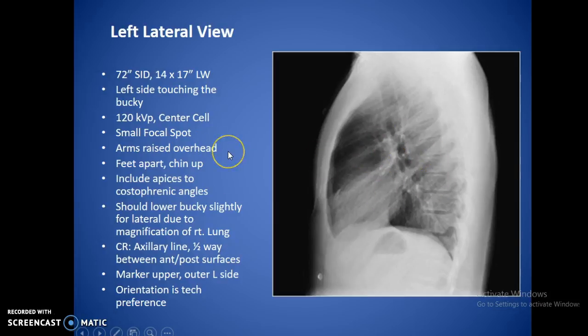Arms should be raised up overhead. Shouldn't see any soft tissue. Include the apices, which are going to be washed out by the shoulders a little bit, all the way down to the angles. And usually the posterior portion of the angles are going to be the lowest point.